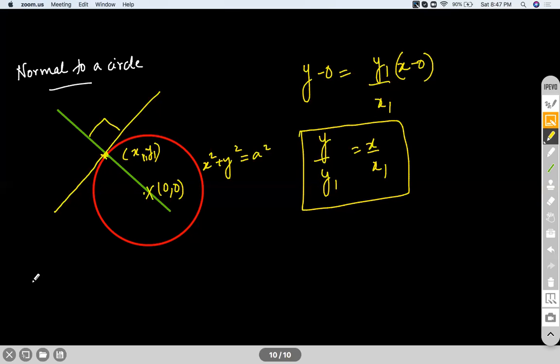A quick question: find the equation of the normal to the circle at point 5, 6.